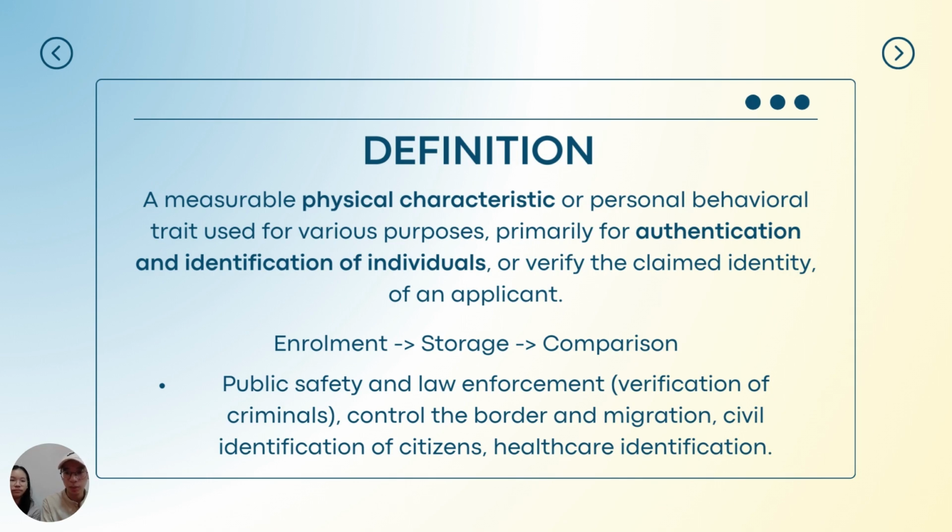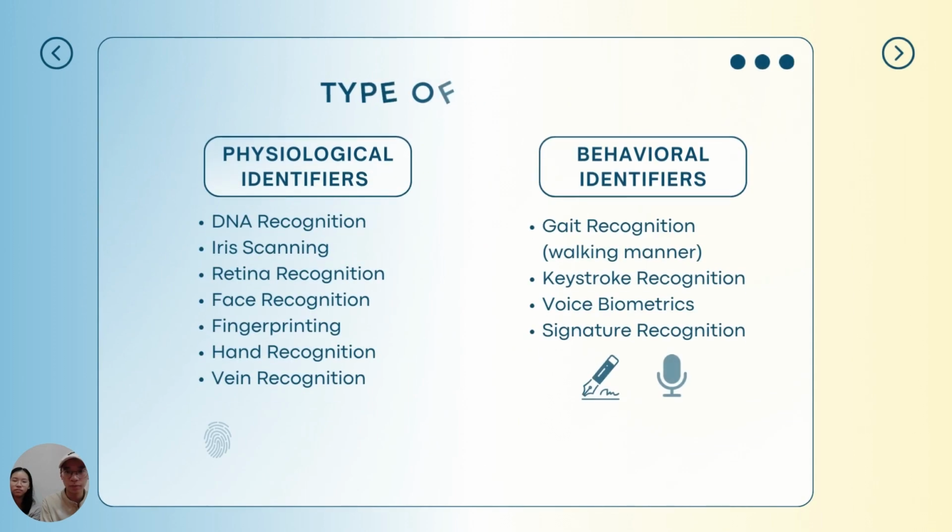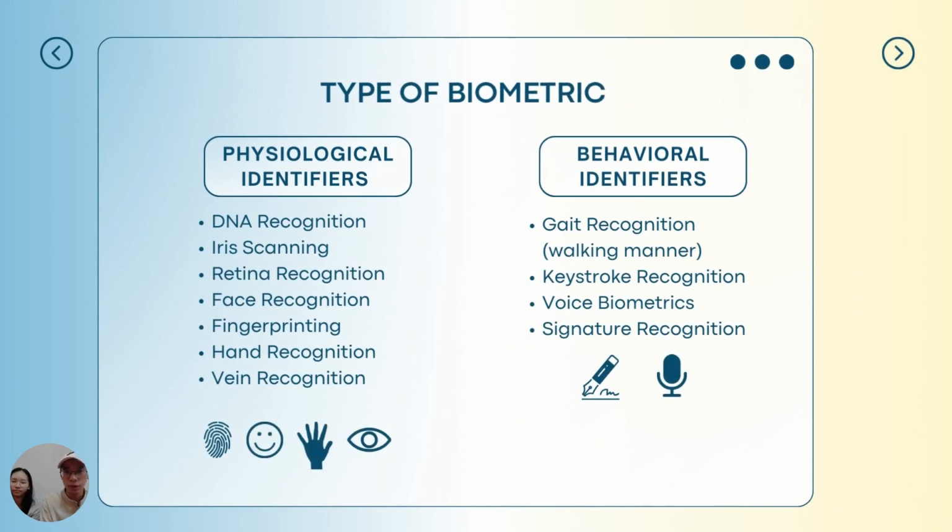Biometric technologies are widely used in public safety and law enforcement, border control and migration, civil identification of citizens, and healthcare identification. There are two types of biometric: physiological identifier and behavioral identifier. Physiological identifier refers to the analysis of an individual in a physical way. For example, iris scanning, fingerprinting, DNA, retina, face, and hand recognition. Next, the behavioral identifier refers to the measure of the unique behavior pattern of the device users. For example, gait recognition, keystroke recognition, voice biometric, and signature recognition.